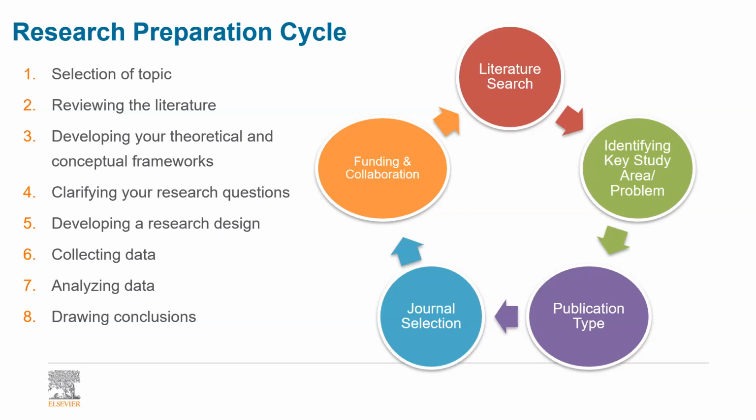So based on the literature search, identifying your key areas, identifying your research questions, and based on the methodology you choose, you will have a specific type of publication. And after all of these steps, you have to select the journal.